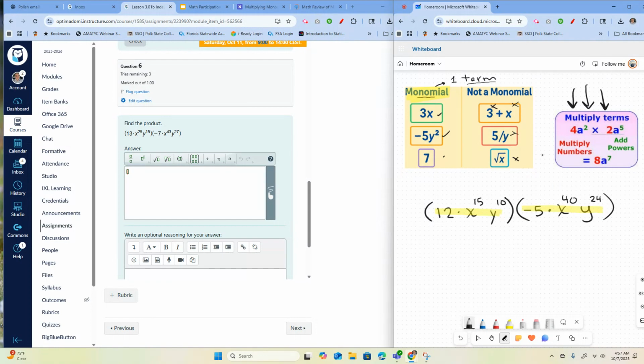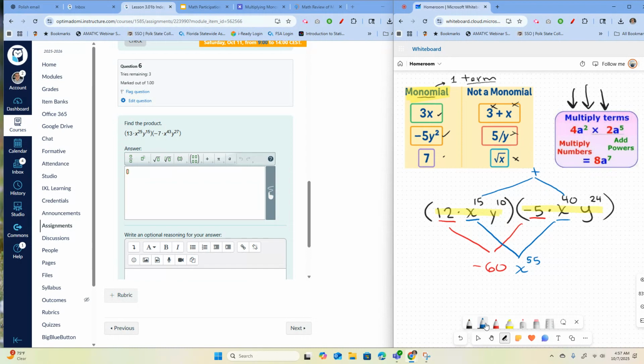How do you multiply monomials? You're going to multiply the numbers with the numbers. So 12 times negative 5. Take the calculator. That will give you negative 60. Now you're going to multiply the letters that are the same. The x's with the x's. So I'm going to multiply these two x's. I'm going to keep the x. And what I'm going to do with those exponents of the x's is add them. And 15 plus 40 is 55.